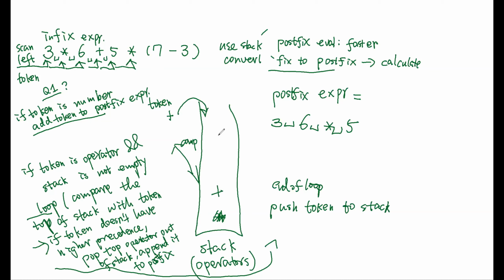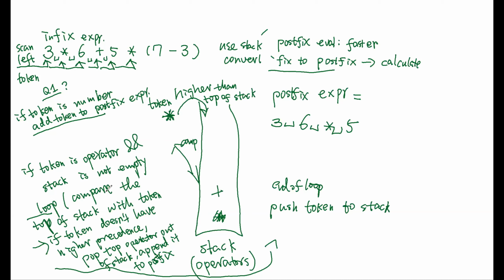Next is multiplication. So now the token is multiplication. For multiplication, we said you need to compare the token to the top of the stack. And this token is higher than the top of the stack.